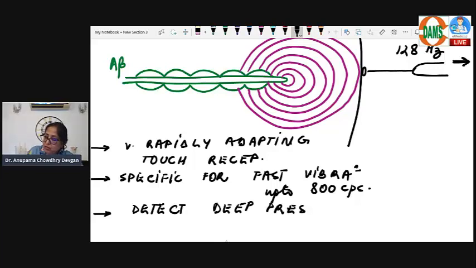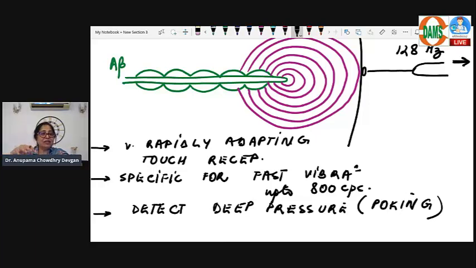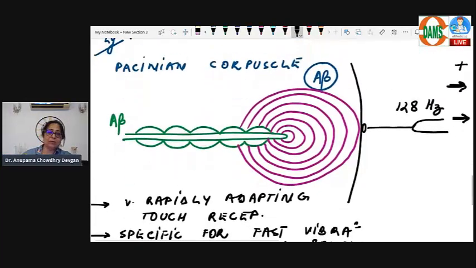Deep pressure, we've already discussed that. What is deep pressure? That is poking. Because remember, Pacinian corpuscles have a deep location. You do not have Pacinian corpuscles just under the skin. You have Pacinian corpuscles in joint capsules, therefore meant for detection of vibration, and also deep in the skin, muscles, and fasciae, where they can detect deep pressure, such as poking. So this is your Pacinian corpuscle.